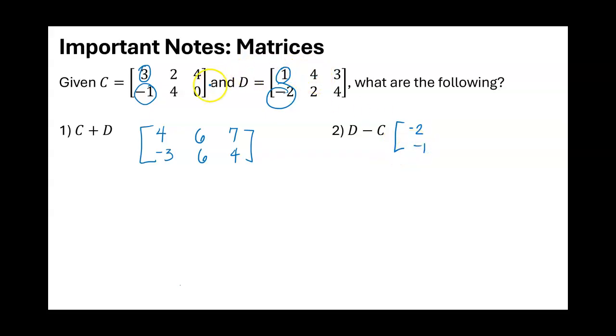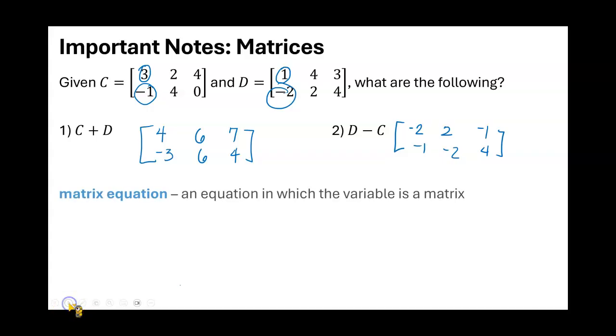You will have 4 minus 2, that's another 2. 2 minus 4, that's a -2. 3 minus 4 over here, that is -1. And then 4 minus 0, which is 4. So you will see that this is going to be the difference between your two matrices. Okay, so let's proceed with the next part.